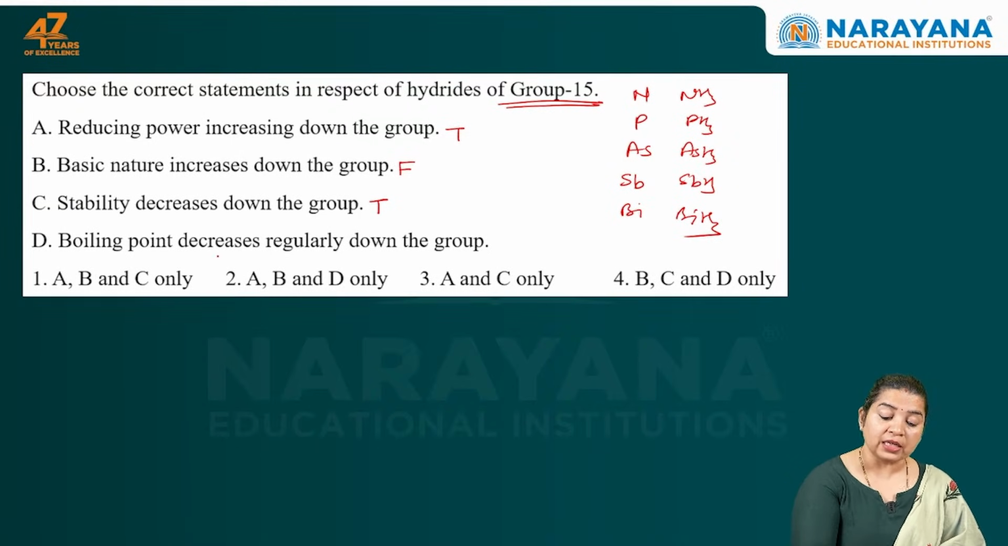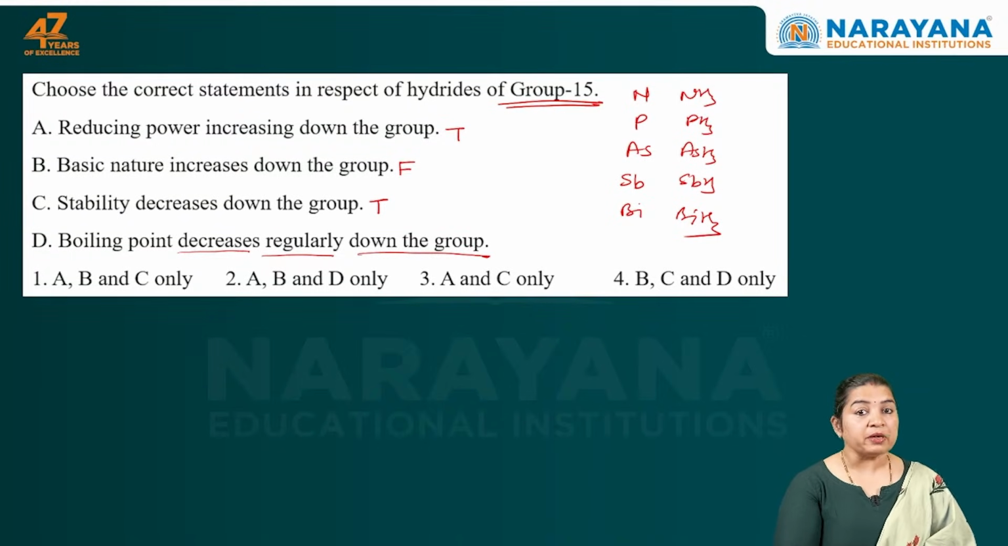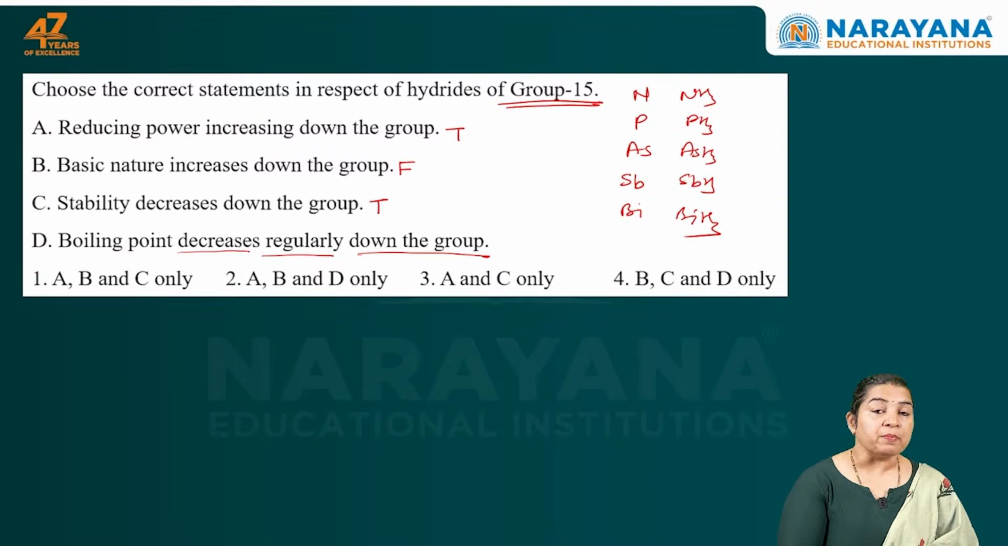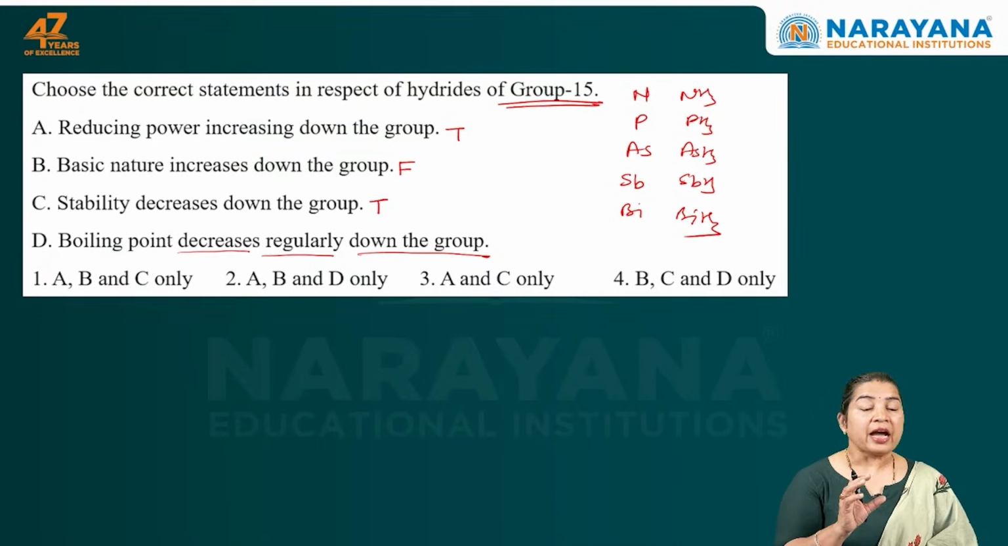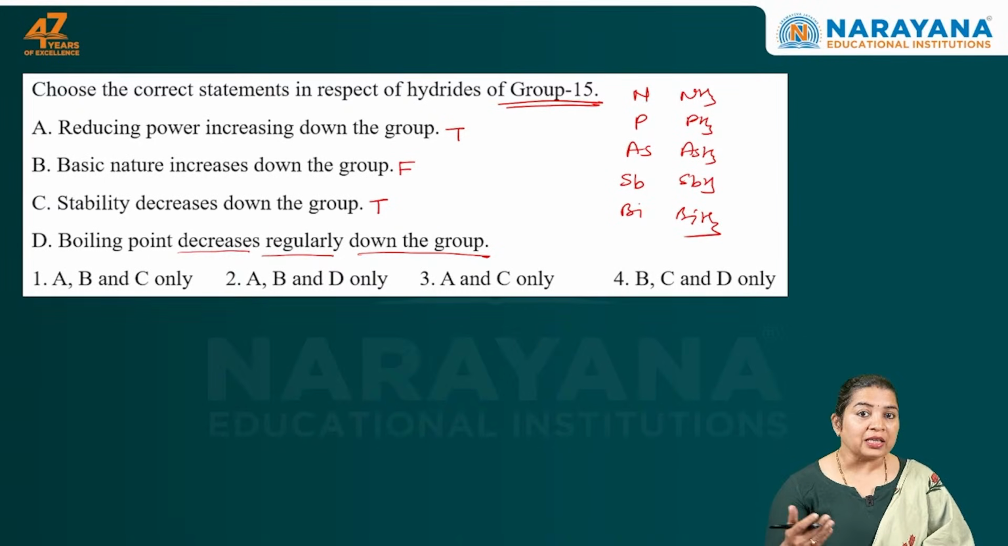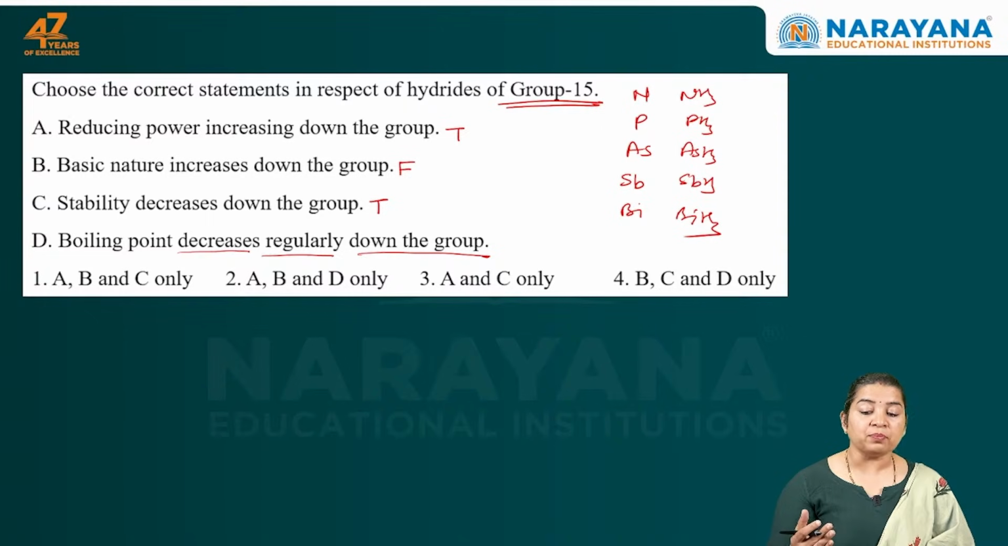Boiling point decreases regularly down the group. That is an incorrect statement, because yes, ammonia has hydrogen bonding, that is okay. But otherwise the molecular weight increases down the group. So we cannot say the boiling point will decrease down the group.